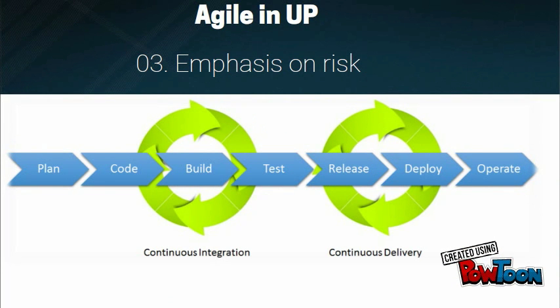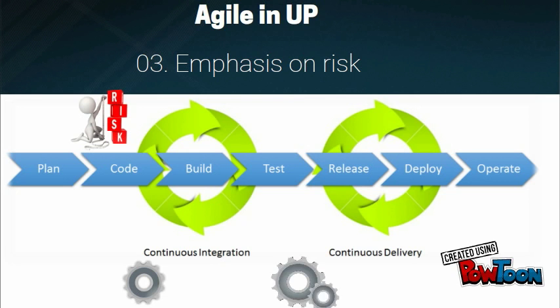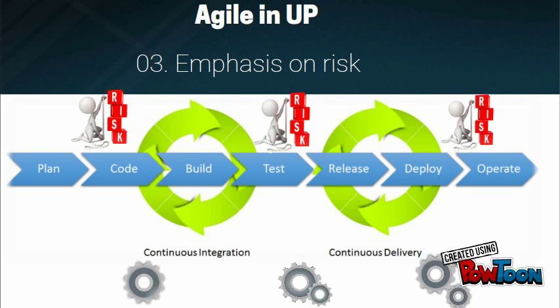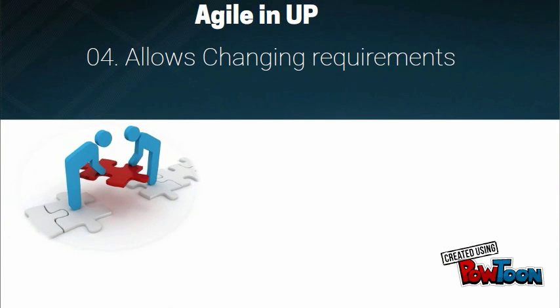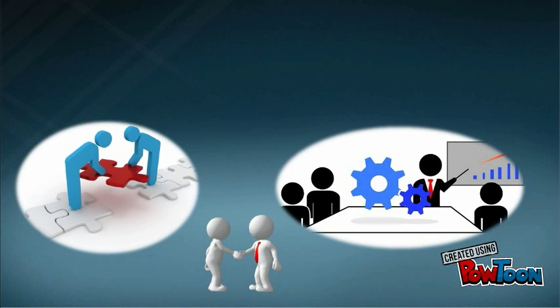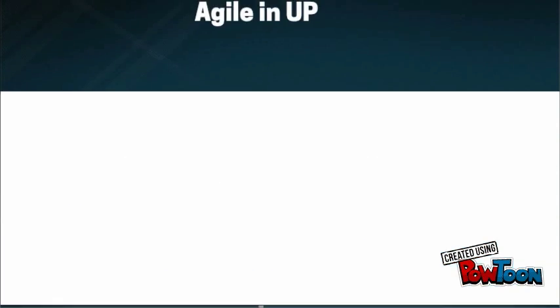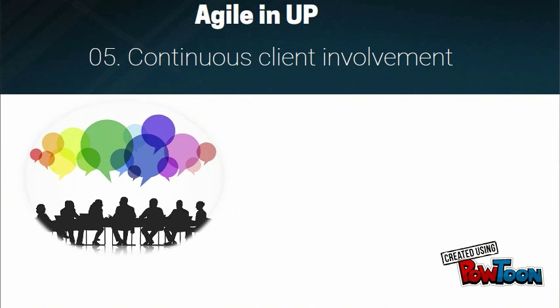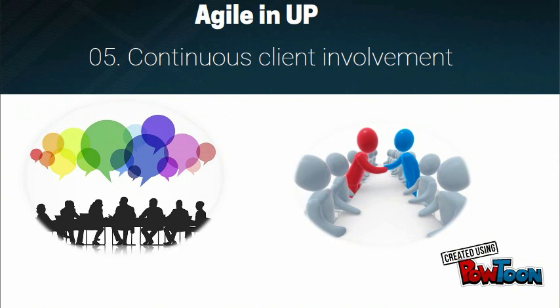Risk is minimized in Agile, being an iterative approach. Unified process further manages risk through completing critical tasks as early as possible in the life cycle. While changing requirements are welcomed, unified process prefers comparatively stable requirements in the long term, being more scalable and document-heavy. Continuous client involvement and communication throughout the development cycle is another key Agile principle in unified process.